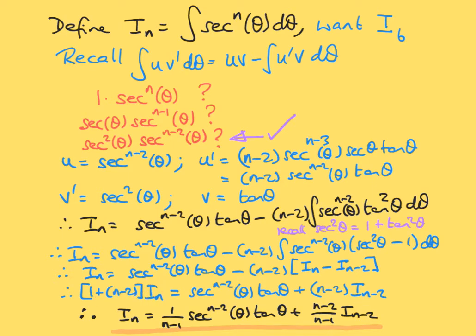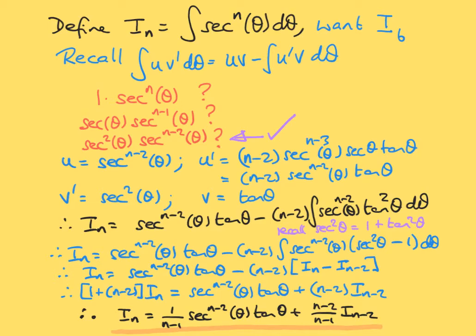So we just divide by it, and we have that our original integral is 1 over (n minus 1) times sec^(n-2)(theta) times tan theta, plus (n minus 2) over (n minus 1) times I_(n-2). And that is our reduction formula. And what we see, and this happens quite often with trigonometric functions, is that our reduction formula takes us down the ladder 2 steps at a time.